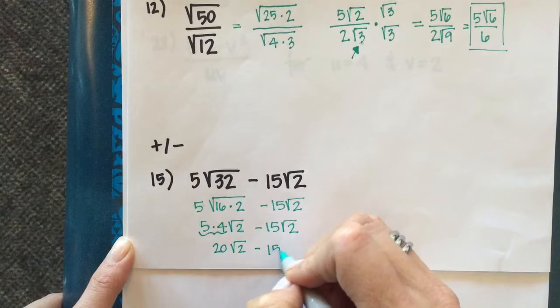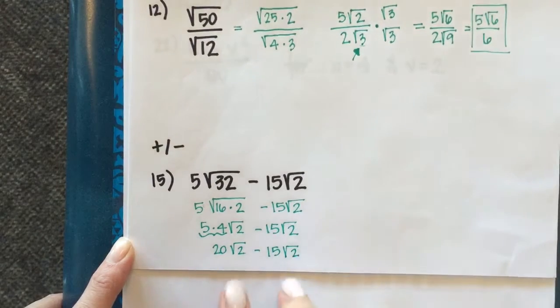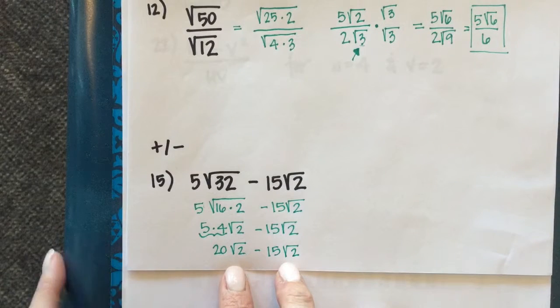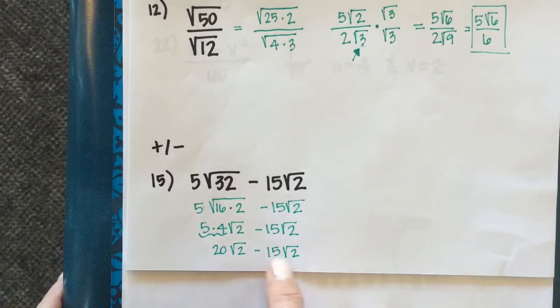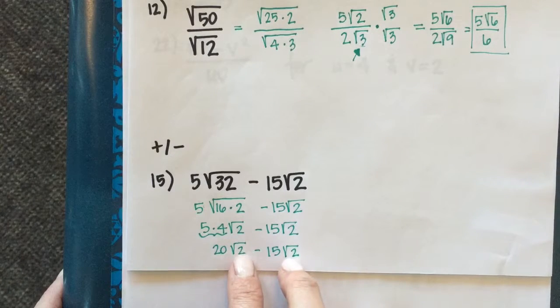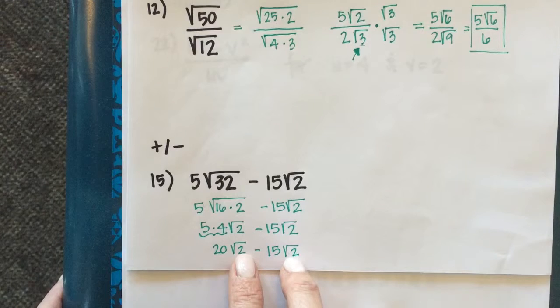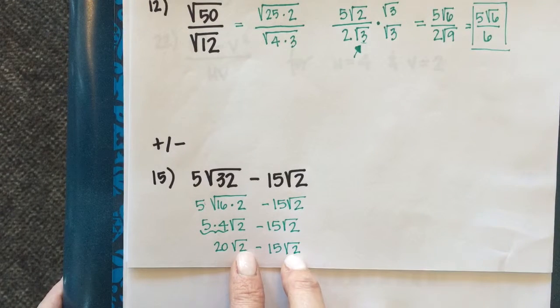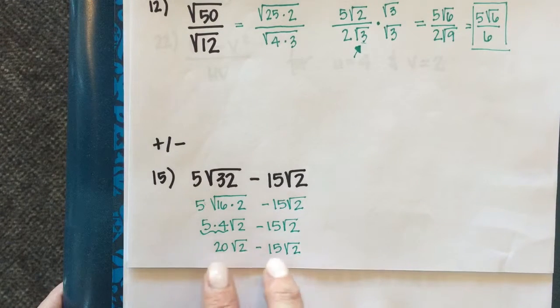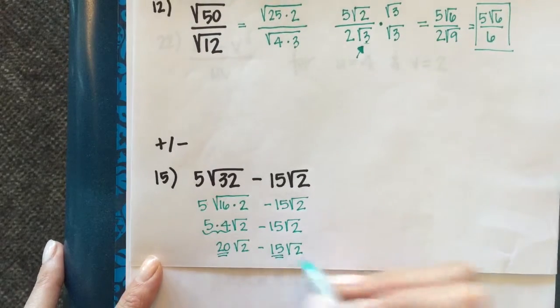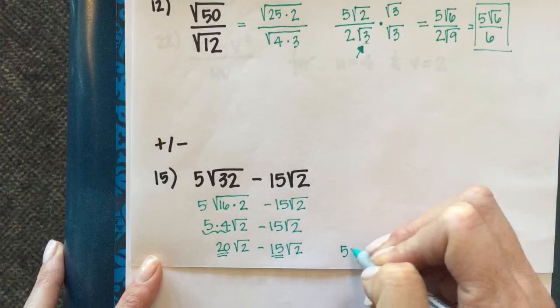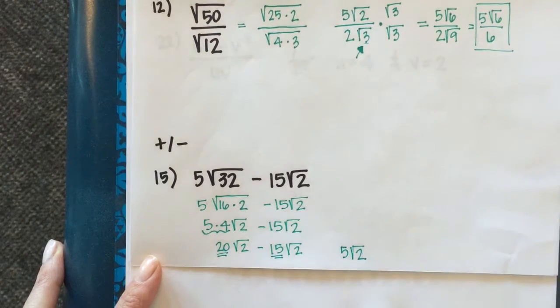minus 15 root 2. Now that the radicands match, now you can subtract. When you subtract, it's kind of like subtracting 20x minus 15x. You don't change the root. It stays the same. It has to match to add or subtract, but once you make the match, you don't do anything else with them. When you subtract coefficients, 20 minus 15 is 5 radical 2.